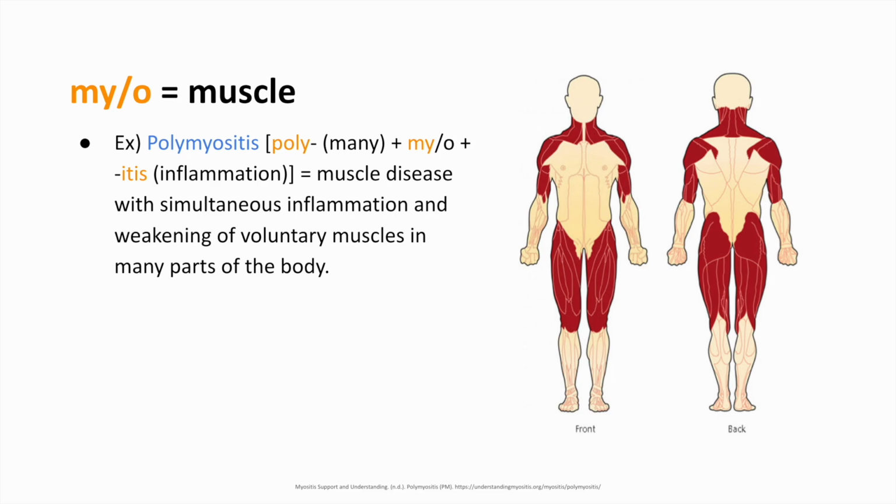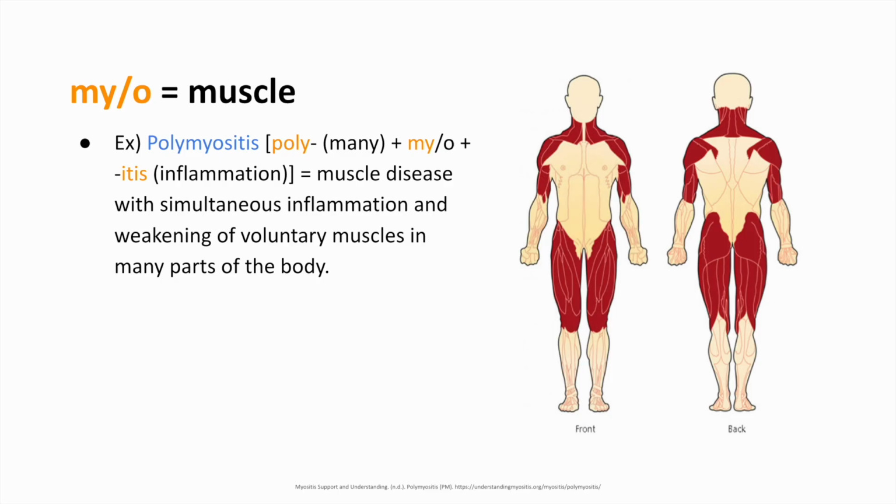the body. If you see the diagram here, every part labeled red, if someone has polymyositis, those muscles are the ones that are usually inflamed, which is pretty much all your limbs. And I think it would be very hard to carry on your daily life with such a condition.